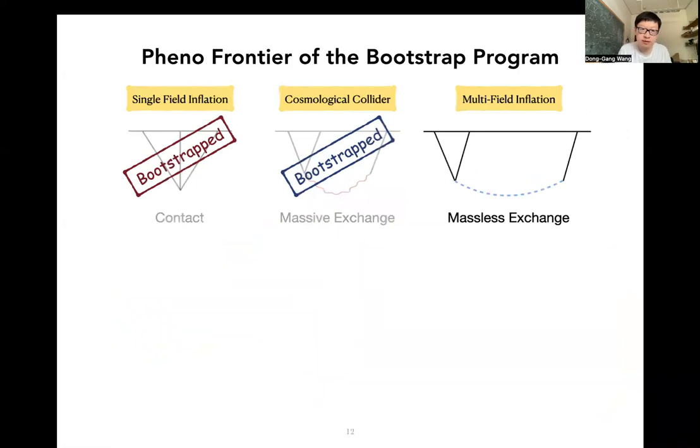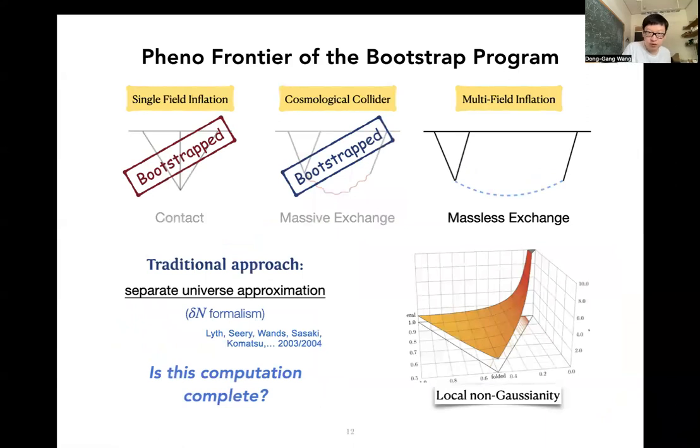Now we can see that the first case and the second case have been successfully bootstrapped. We are left with the last case, multi-field inflation. The traditional approach to study multi-field inflation is to use a separate universe approximation, and this could be the delta N formalism or the transport method.